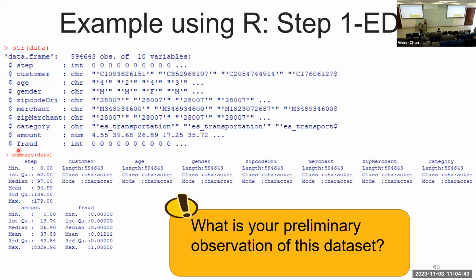Although this is a labeled data set, you can see there is a fraud label here. The only numerical type is the amount, because this is a spending, bank transaction data set. Then there are customer labels: the age of the customer, the gender of the customer, the zip code, the merchant ID, and the zip code of the merchant. And then you have the category of the spending: transportation, leisure, sports, hotel, etc. Quite a lot of different categories.